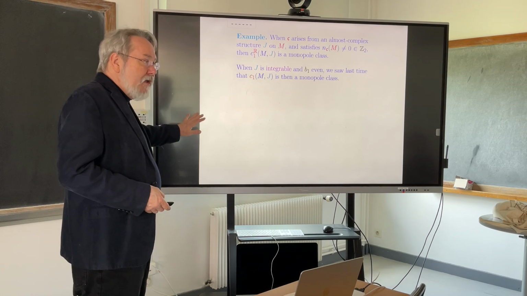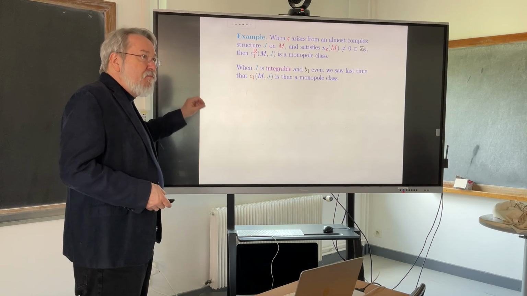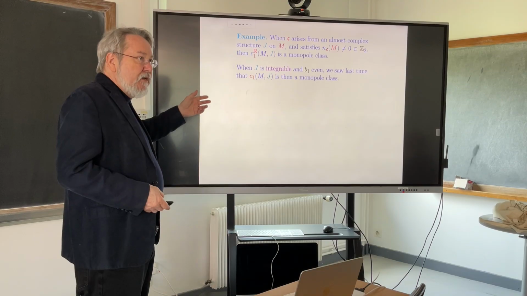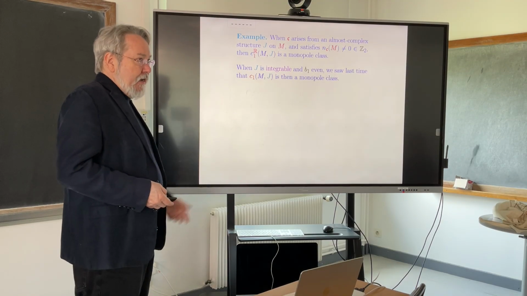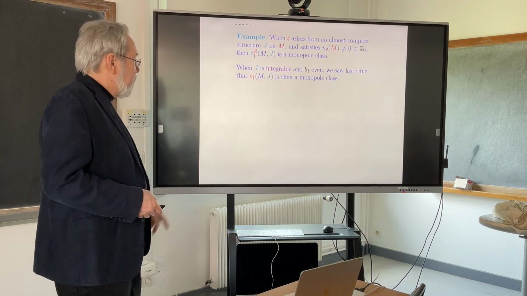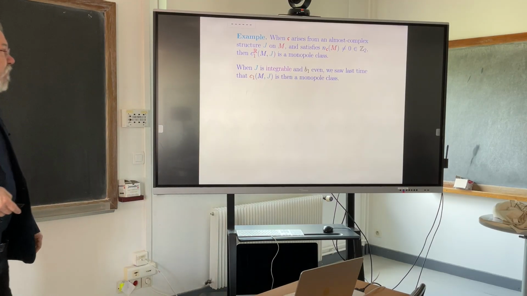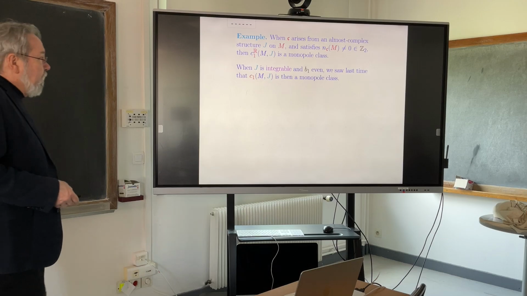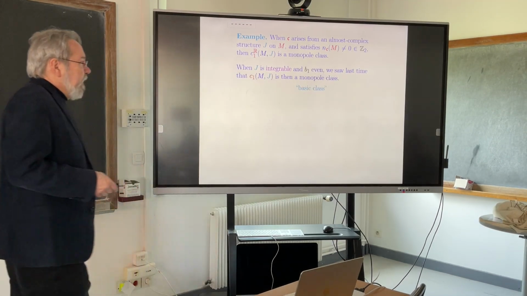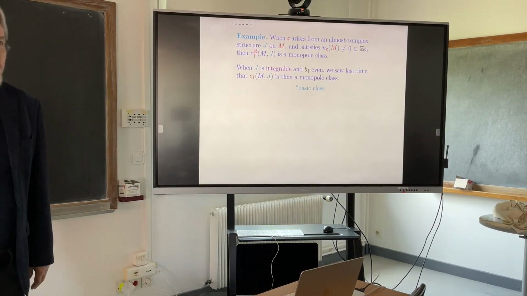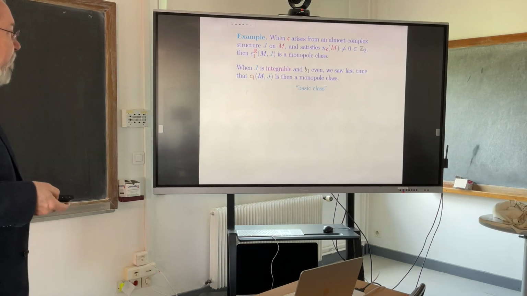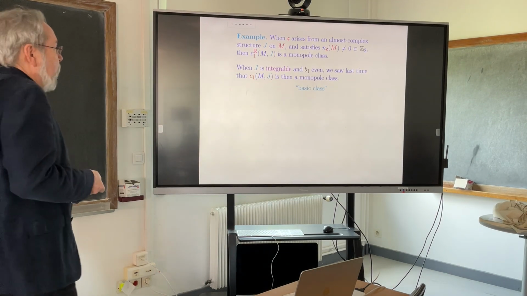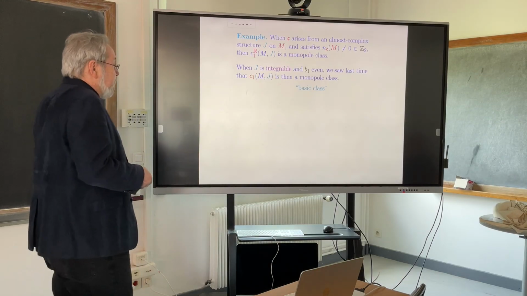Anyway, in dimension 4, there are very strong constraints. If you have an almost complex structure, most of the time it cannot be deformed into an integrable complex structure. When it can be deformed to an integrable one, then in fact its first Chern class must be a monopole class. And in particular, it's actually a more special monopole class. It is one where, for example, the classical Seiberg-Witten invariant even with Z2 coefficients would be non-zero.